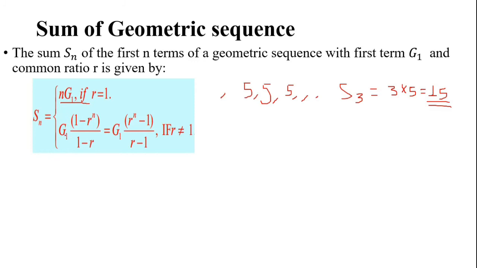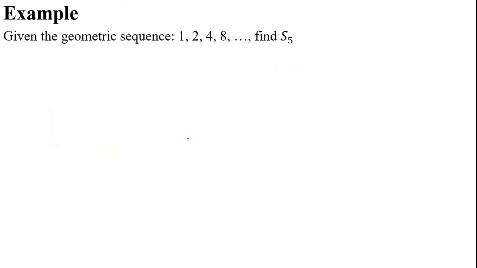And the second formula for finding the sum of a geometric sequence can be calculated as G1, the first term of the geometric sequence, times 1 minus r to the power of n, over 1 minus r. Here r is the common ratio for the given geometric sequence. This formula is used for finding the sum of a geometric sequence if and only if the common ratio is different from 1.